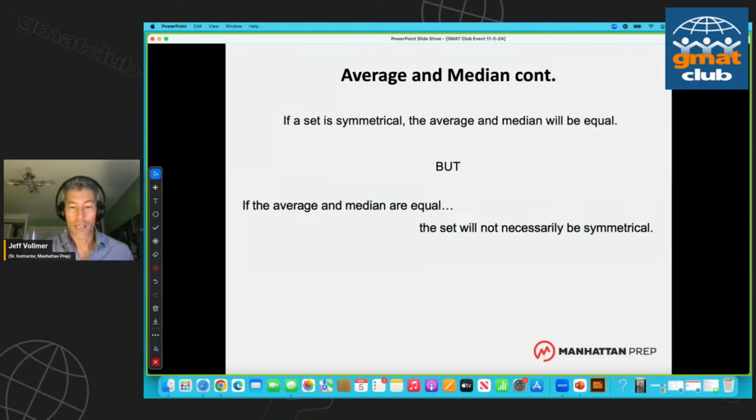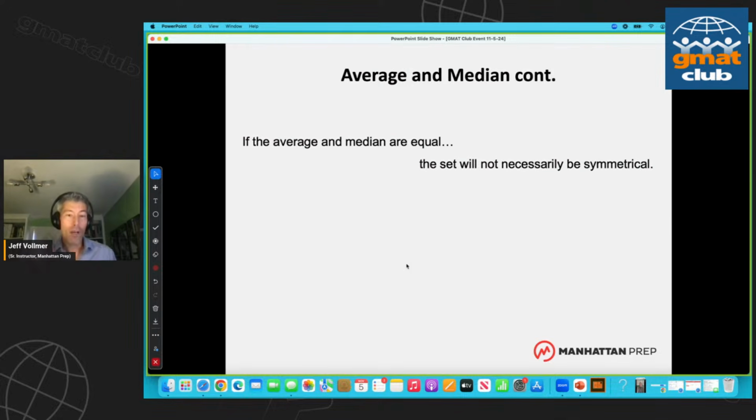Like, so here's an example where we see 5 is the median. And if we add up all the terms, 1 plus 3 plus 5 is 9, plus 8 is 17, plus another 8 is 25. The average is also 5, 25 divided by the 5 terms. And so the median and the average are the same, but we can see that this set is not symmetrical. Okay. So if a set's symmetrical, this is like if a thing's a square, it's definitely a rectangle. If something's a rectangle, it's not necessarily a square.